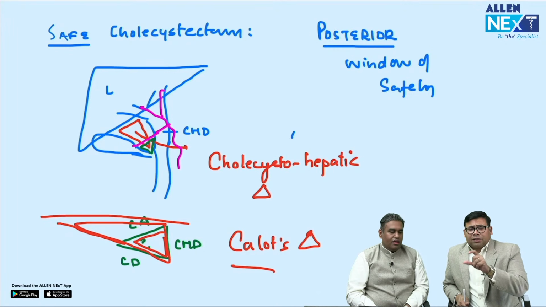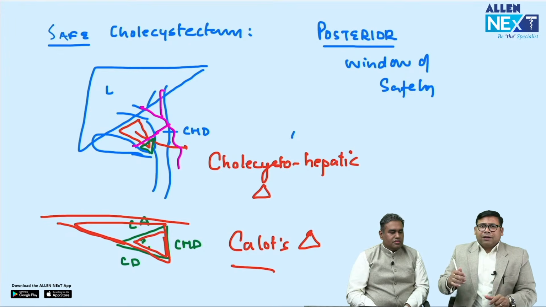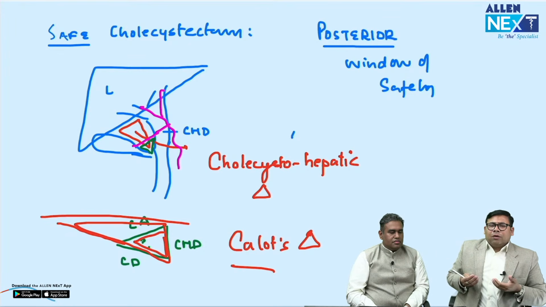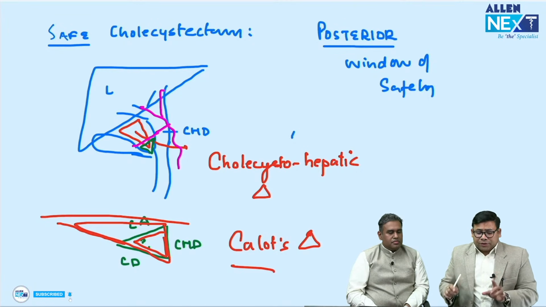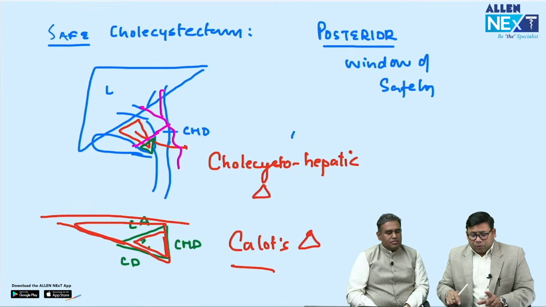So if you dissect the posterior window of safety, the advantage is that you have retracted the gallbladder outwards, and now you can damage anything but not the hepatic structure. So this is one very important point.